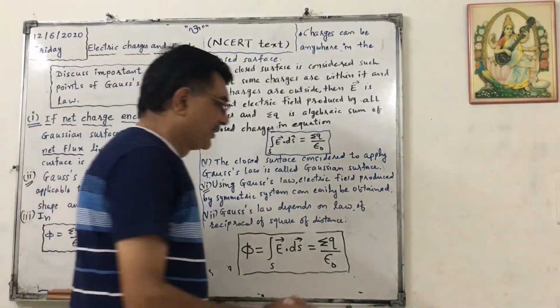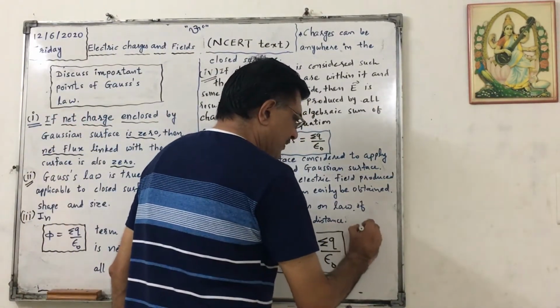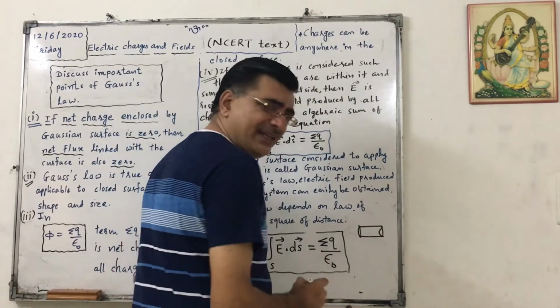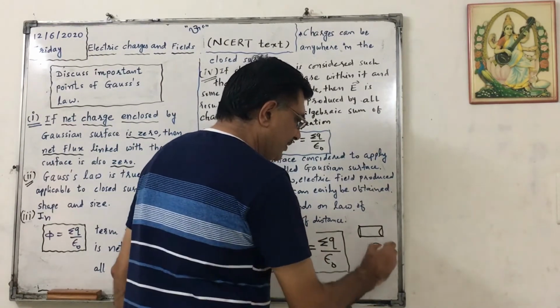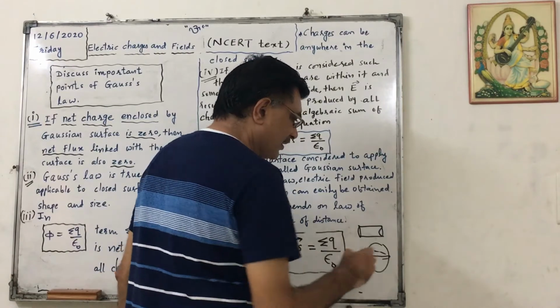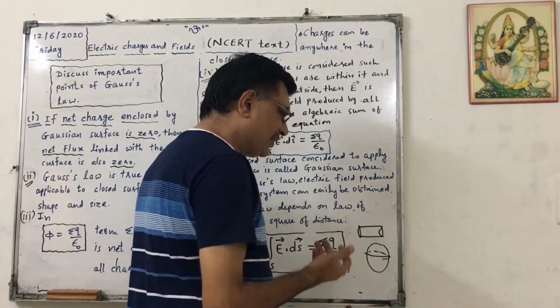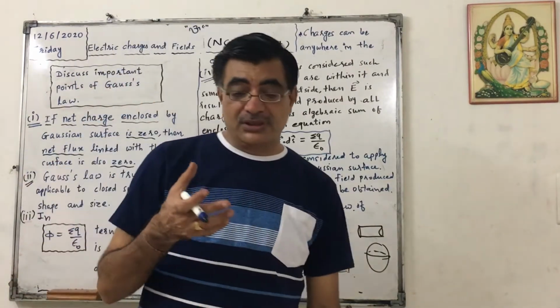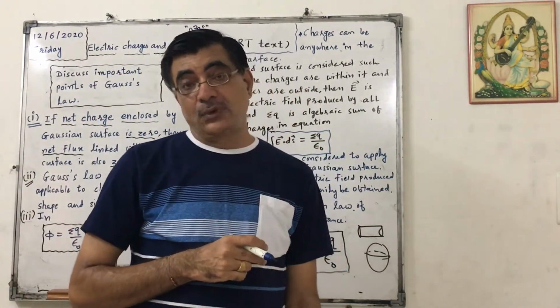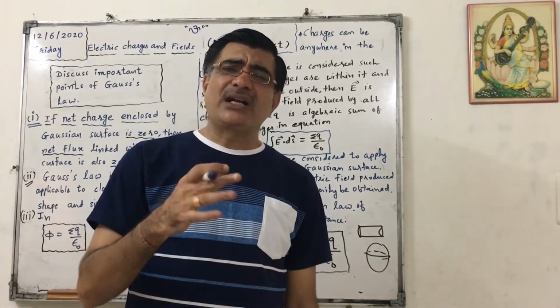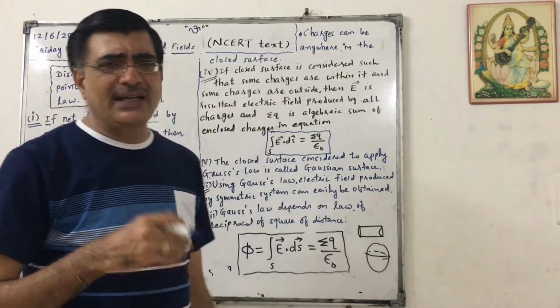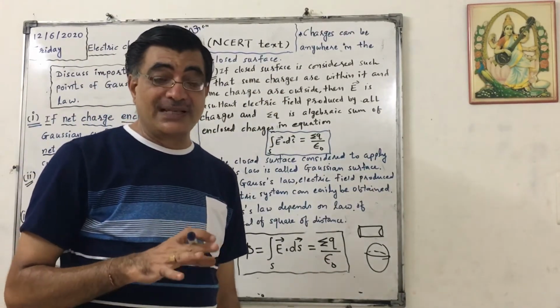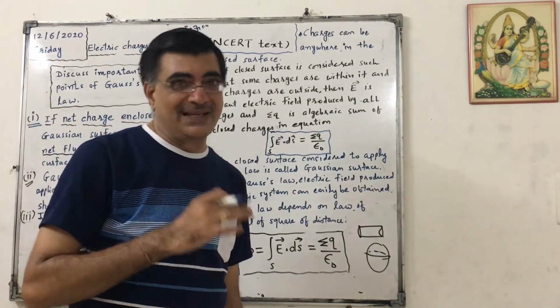We applied it for a cylinder. Now we will apply it for a sphere in the next lecture, then for a plane of infinite area. So it is applicable to any shape and any size. Gauss's law is applicable to any shape and any size.